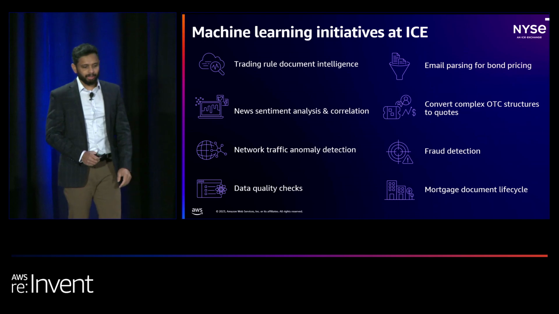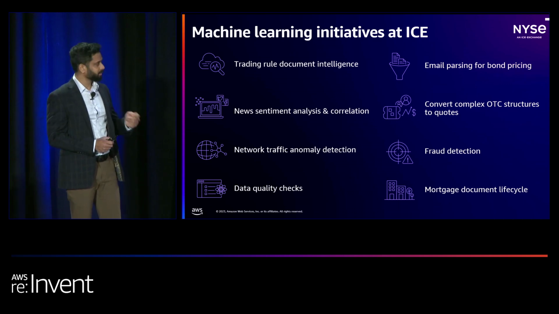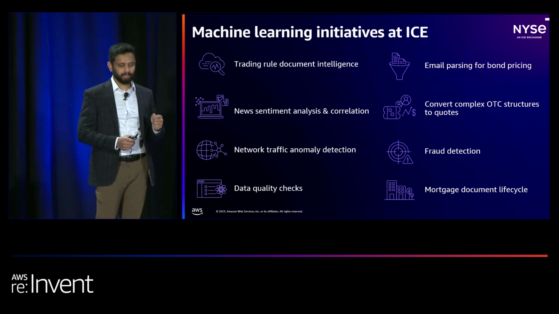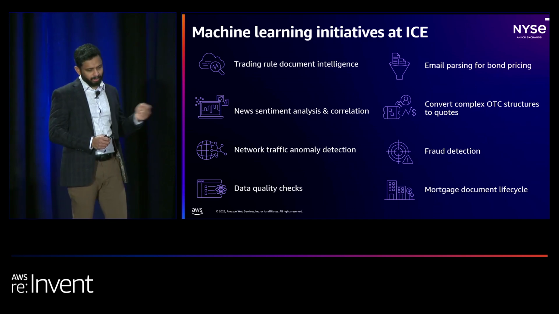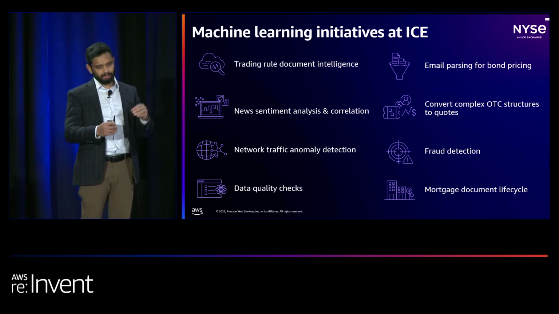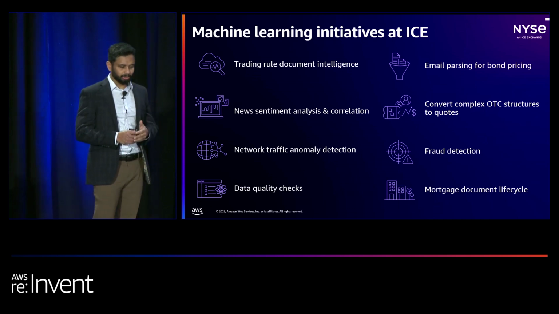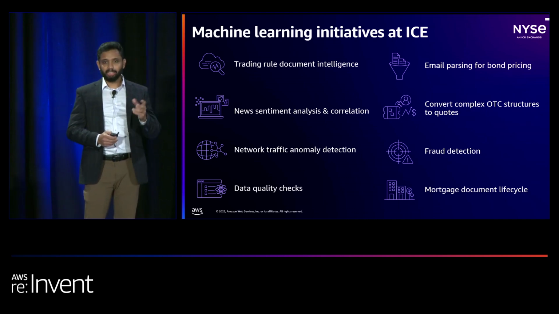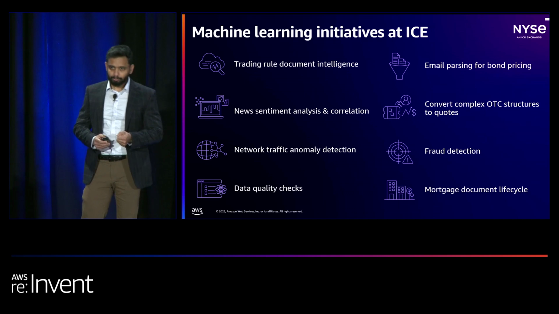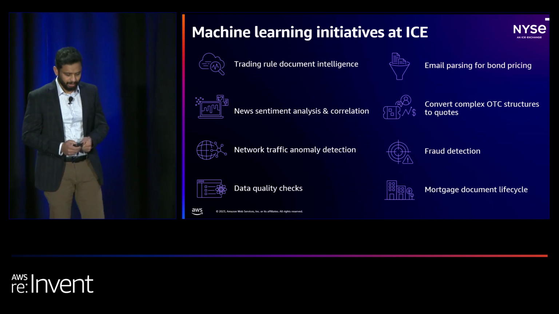The other initiatives that we are actively working on at ICE, the first thing that we started for Gen AI, was news sentiment analysis and correlation. So we have a news feed where we get unstructured data. We feed it into one of the Gen AI models, which summarizes. Then we feed the data into another model, which predicts whether the stock price will go up, down, or stay neutral. Then we are also building network traffic anomaly detection, data quality check, email parsing for bond pricing, converting complex OTC structures, fraud detection, and mortgage lifecycle.